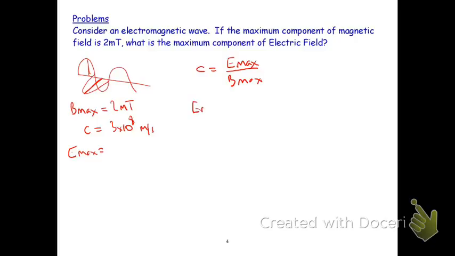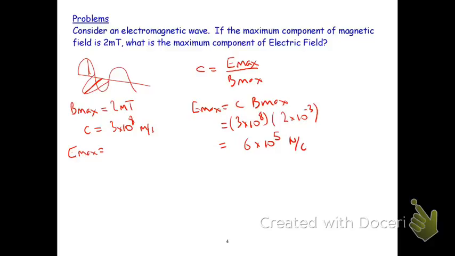So E max is equal to C B max, which equals 3 times 10 to the 8 times 2 times 10 to the minus 3. B has to be in Tesla, of course. So that's 6 times 10 to the 5 newtons per coulomb. And that's a really big field, frankly, because I got a really big magnetic field there as well. But that's how you do these. It's just remembering the equation.